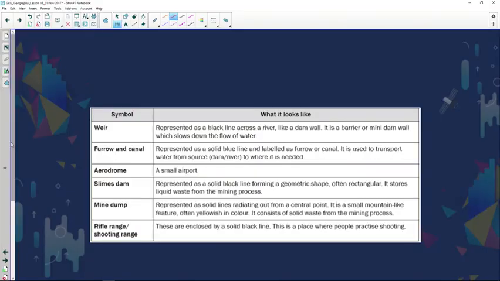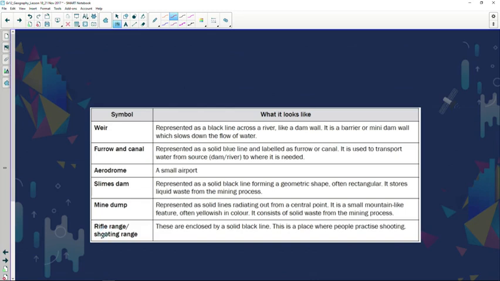If we continue with our notes, there's a couple of symbols that we look at, and they represent information on the maps. For instance, the mine dumps. Aerodrome is usually a small airport. A rifle range is where people practice shooting.